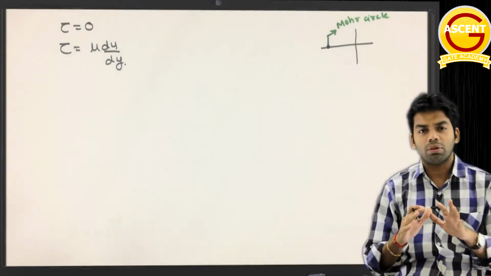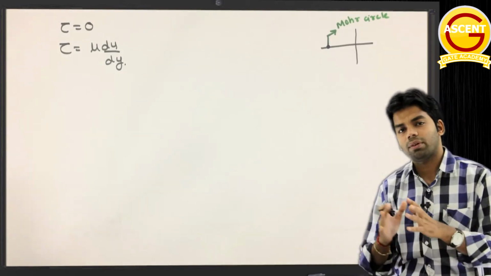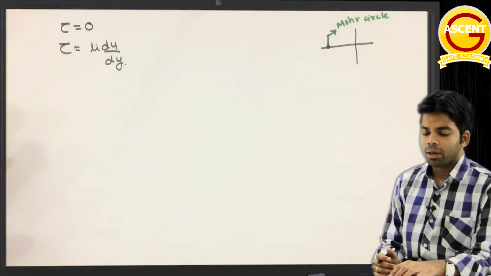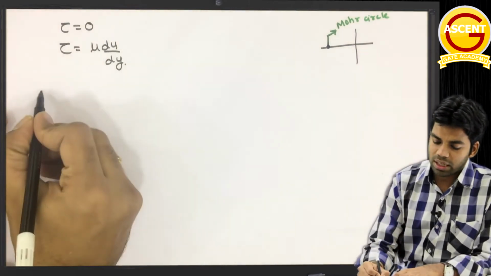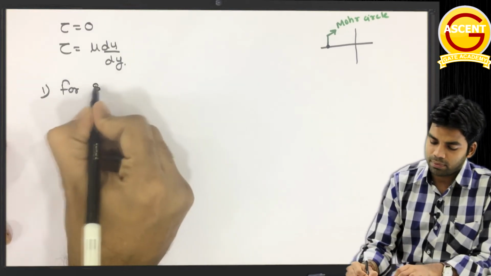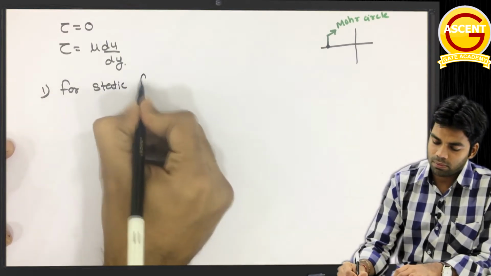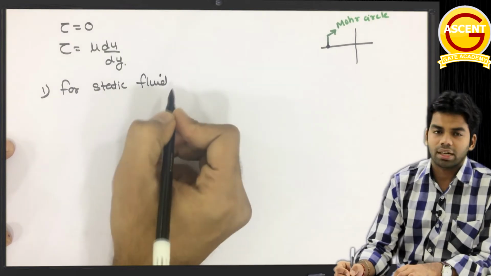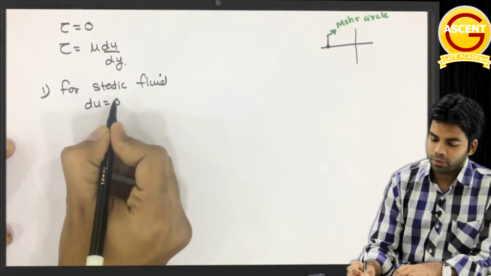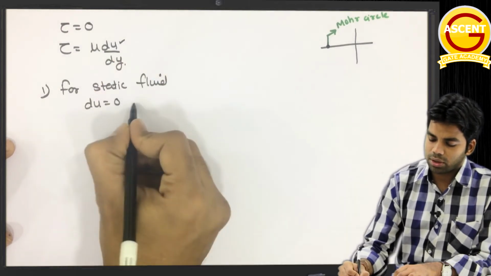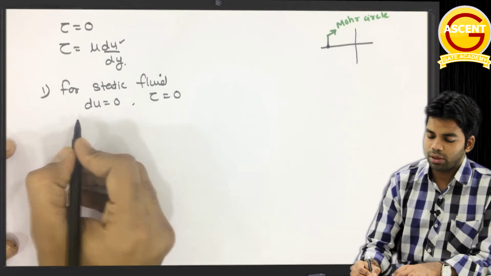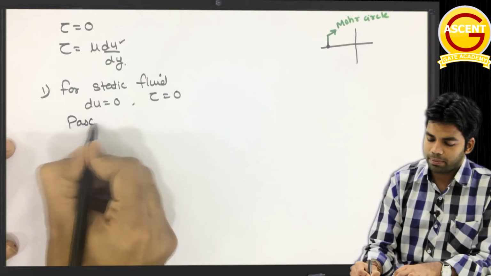Now coming to the validity of Pascal's law: when will Pascal's law be valid and when will it not be valid? The very first case is a static fluid, if the fluid is stationary. For a static fluid, since du is equal to 0, therefore tau is equal to 0, therefore for a stationary fluid Pascal's law is valid.